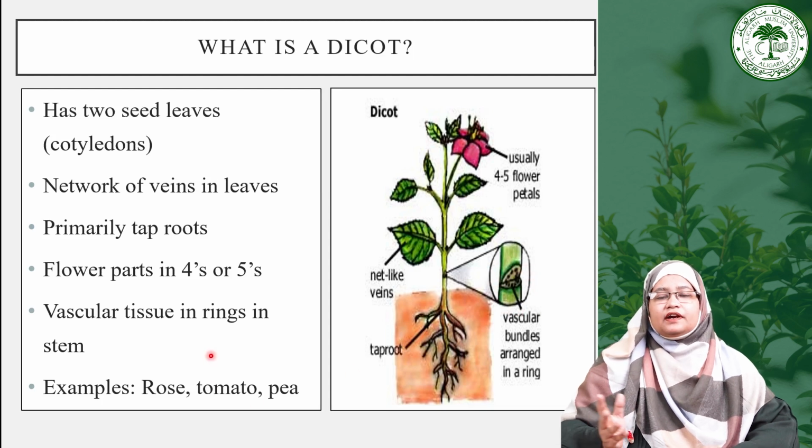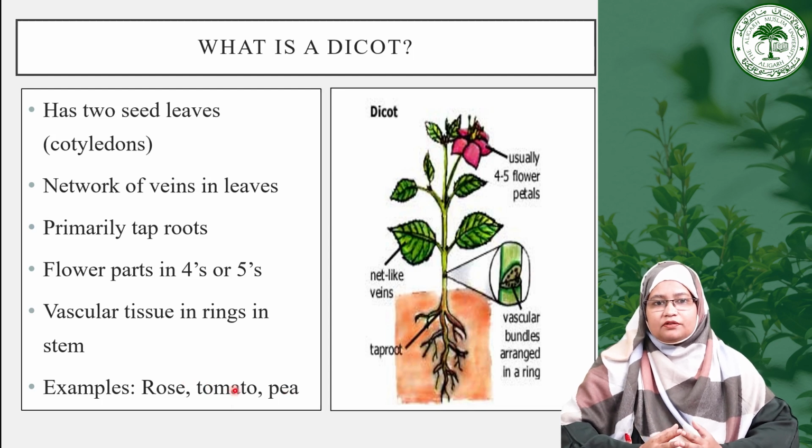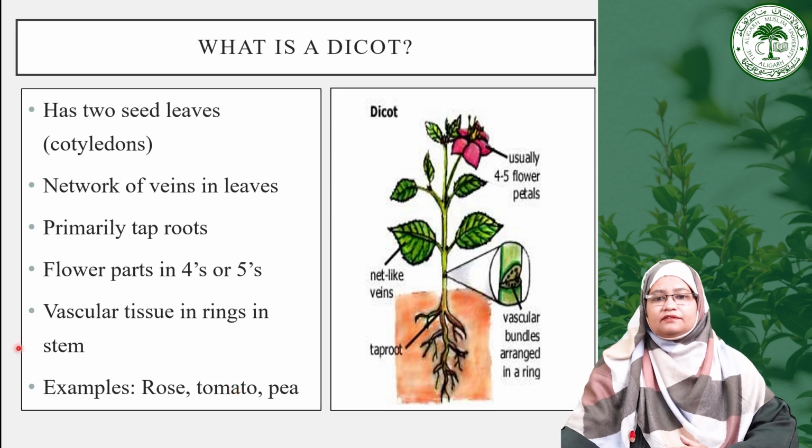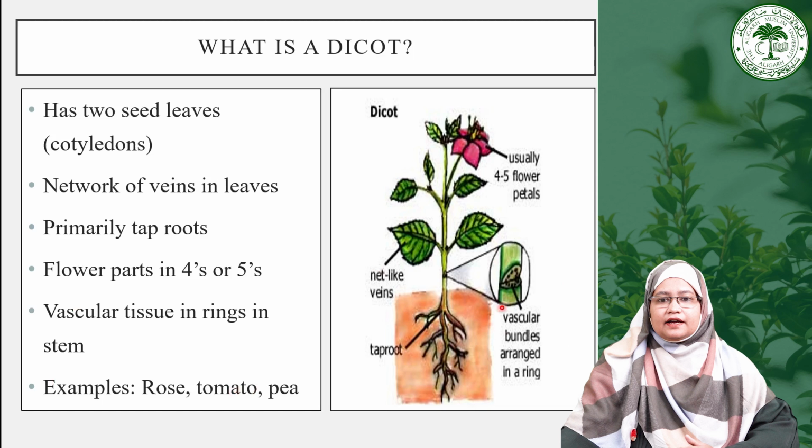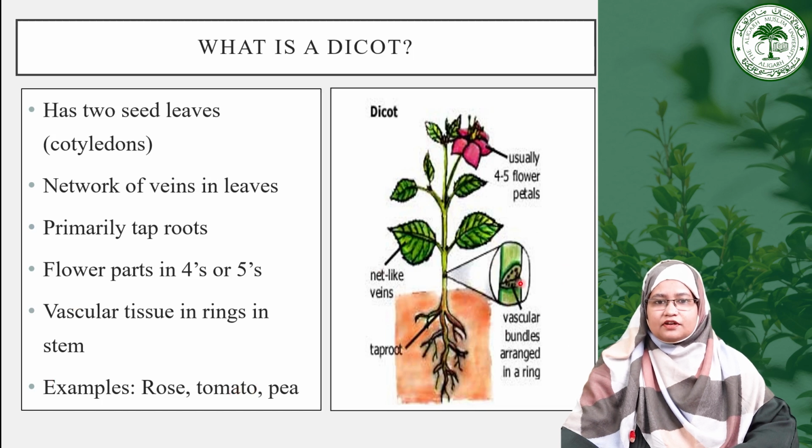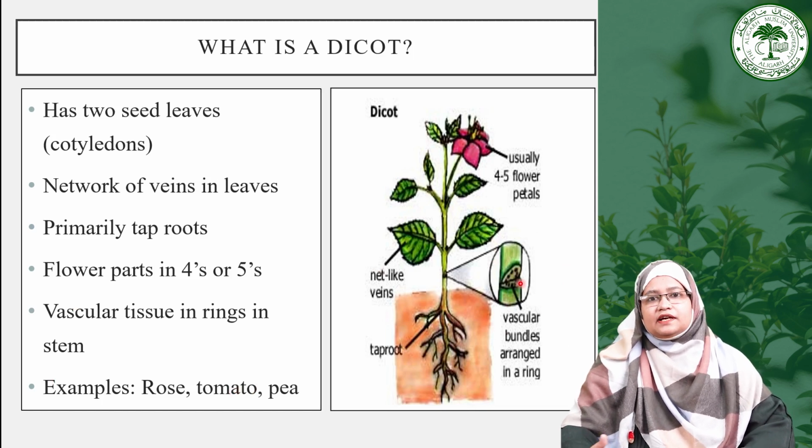Examples of dicot plants are rose, tomato, peas. There are a number of dicot plants that belong to this group. This is the typical identification of a dicot plant. Those plants have two cotyledonary leaves, a network of veins called reticulate venation, generally a primary taproot system, and flowers that are either tetramerous or pentamerous. Anatomically, you can identify dicots by the arrangement of their vascular bundles in a ring. So, we can easily identify a dicot morphologically by its leaves and anatomically by the arrangement of its stem.